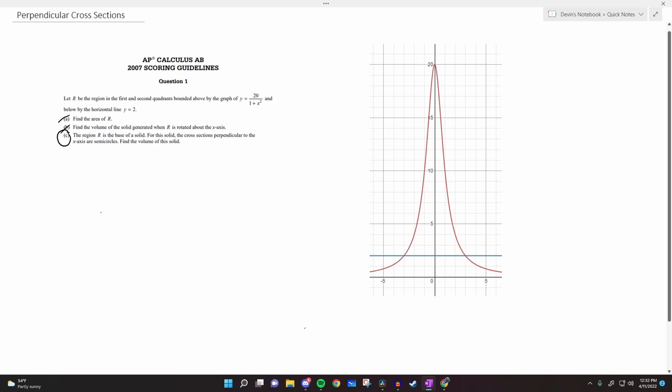The region R is the base of a solid. For this solid, the cross sections perpendicular to the x-axis are semicircles. Find the volume of the solid. So first step is to know the area of a semicircle.